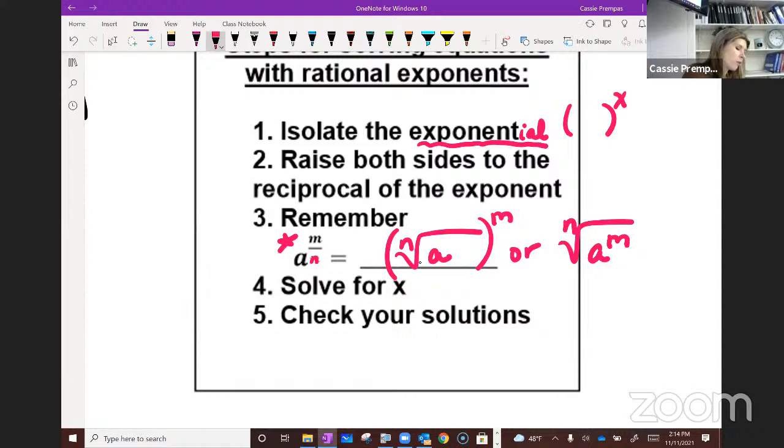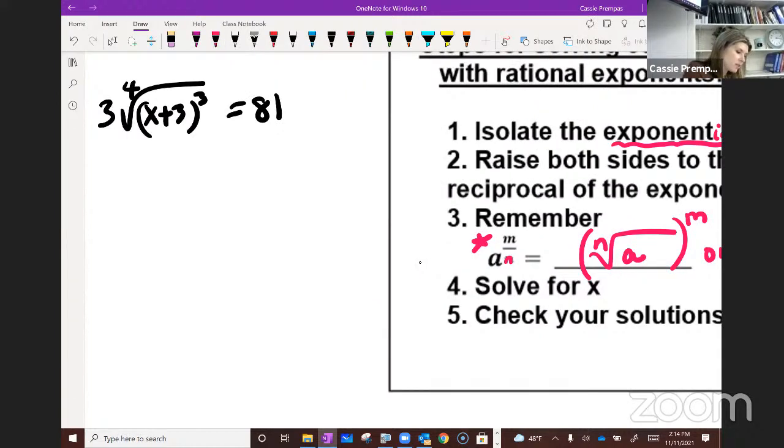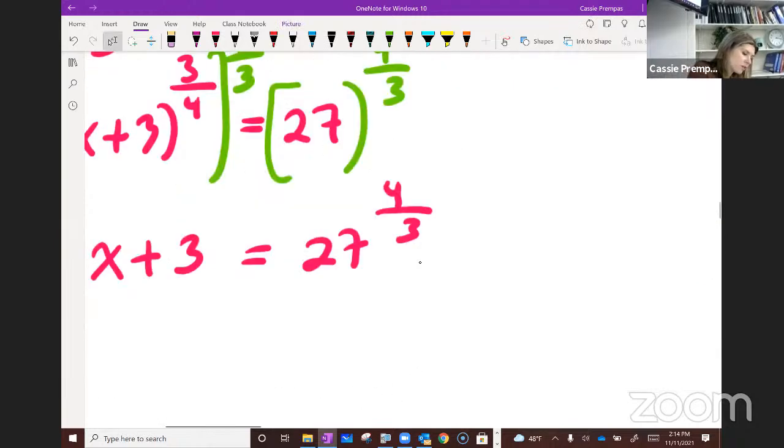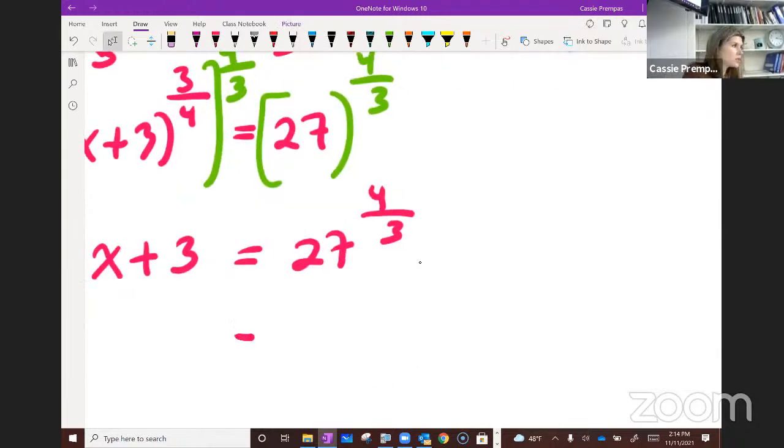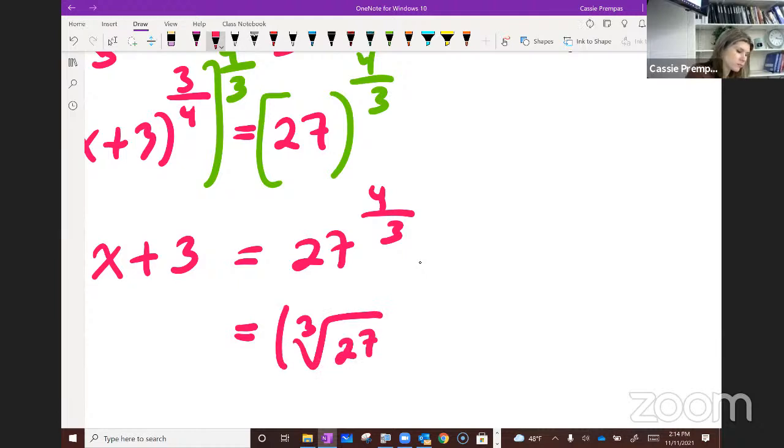So let's talk about what we should do now that we're at the 3rd step. 27 to the 4/3 power. Let's convert that using that rule. Which one's going to be the index, 3 or 4? 3. So we're looking at the cubed root of 27. We could do that, not with 81, because we had to divide by 3 first.